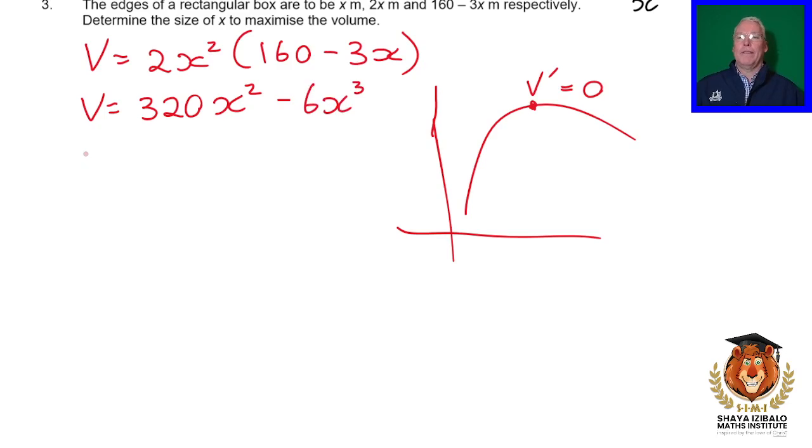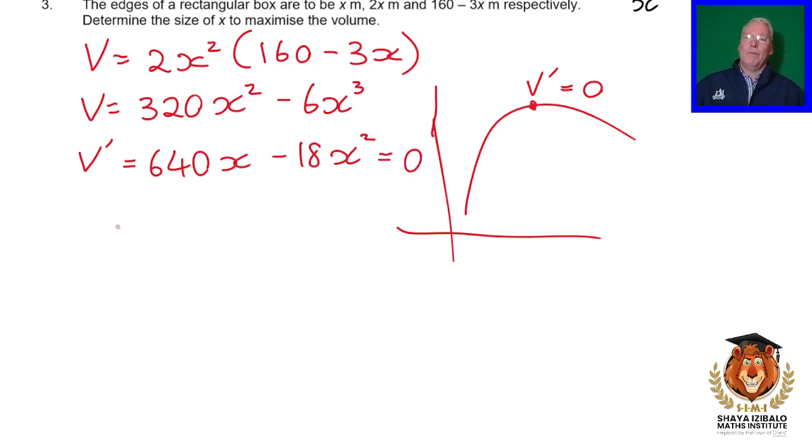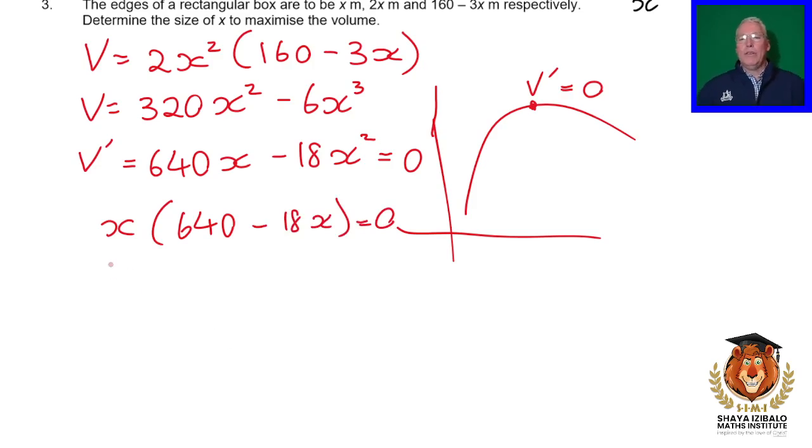Okay, so let's differentiate this. We're going to get 640x minus 18x squared. If we make this equal to 0, we can take out a common factor of x, and we get x times 640 minus 18x equals 0. Now, x could be 0. If x is 0, our box is going to have 0 volume. Or x could be 640 over 18.